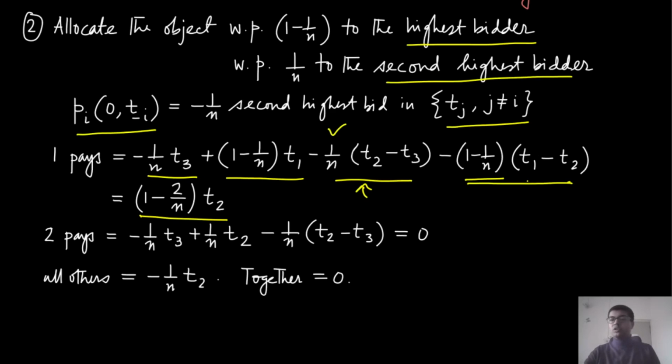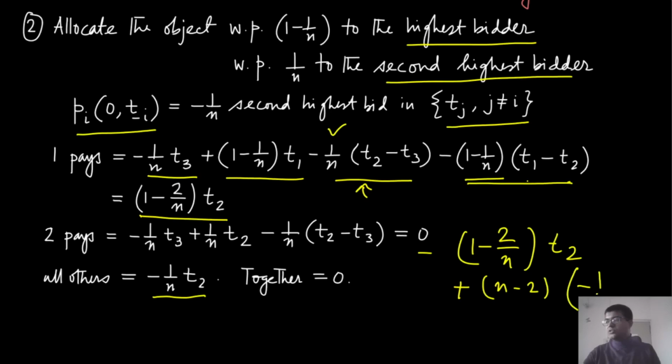Now for player 2, if you do a very similar calculation, you will find that this is going to be equal to 0. And for all the other players, because they are never the winner, it is going to be minus 1 by n times t2. So if you sum all these terms, this is t2 for player 1, for player 2 it is 0, and for all the other n minus 2 players, it is going to be n minus 2 times minus 1 by n times t2. If you take that sum, it is always going to be equal to 0.